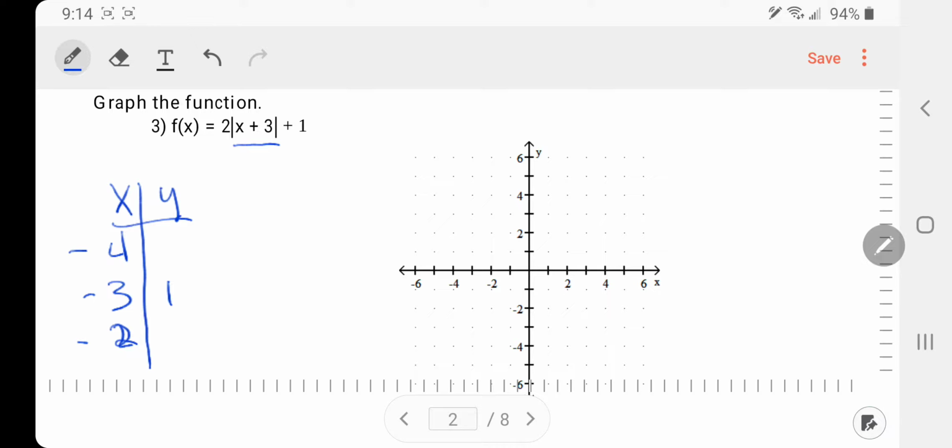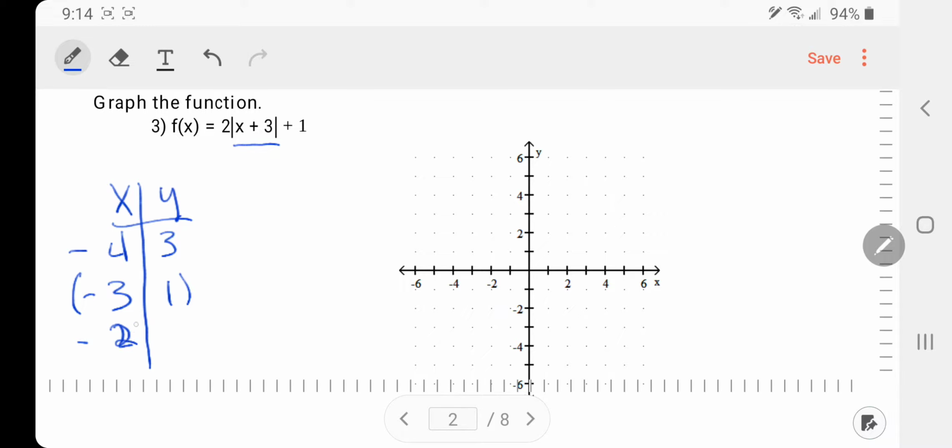All right, here we go. Negative 4 plus 3, that's negative 1. The absolute value of negative 1 is 1. 2 times 1 is 2. 2 plus 1 is 3. So that's going to give us a 3. Now this negative 2 should also give us a 3. If negative 3, 1 is the vertex, then these points, since they're equidistant, should be symmetric.